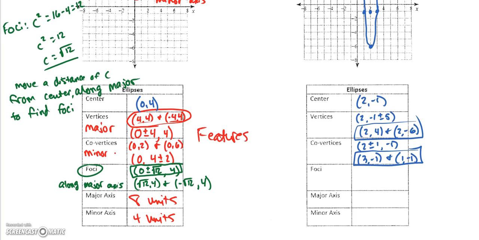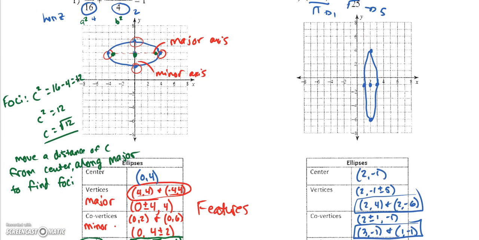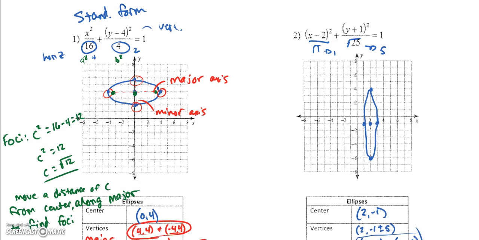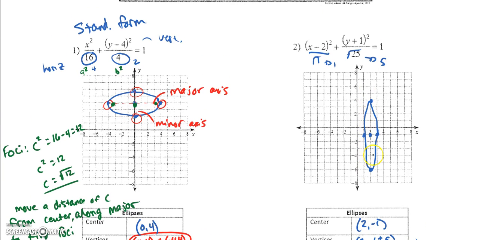Major axis, what was the length? I moved 5 up and 5 down, so that was 10 units. Minor axis was 1 left, 1 right, so that's 2 units. Next, let's find our c value so I can figure out how far this time it'll be up and down along the major.